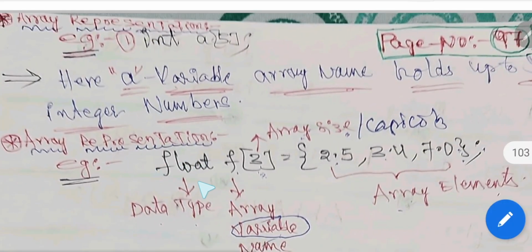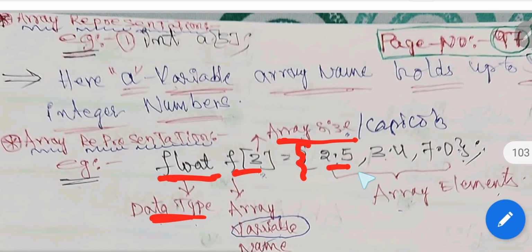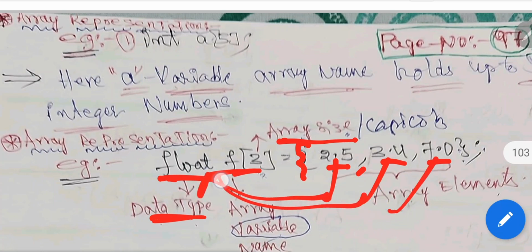Array declaration: float f[3] = {2.5, 3.4, 7.0}; We need to mention the values with curly braces. This is the syntax. Here float is the data type, f is the array variable name, 3 is the array size, and in curly braces, one number, comma, and every number should be float. That is the definition: array is a collection of similar data type. 2.5, 3.4, 4.0 are of a similar kind, float numbers, the array elements.